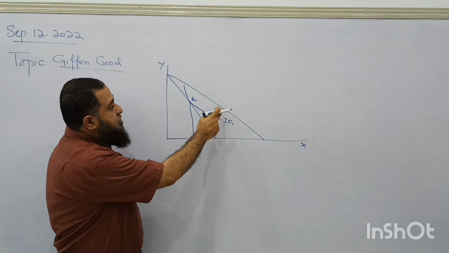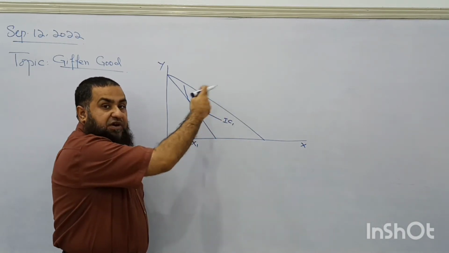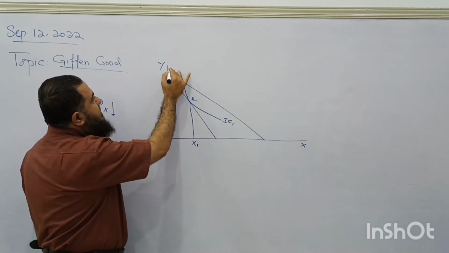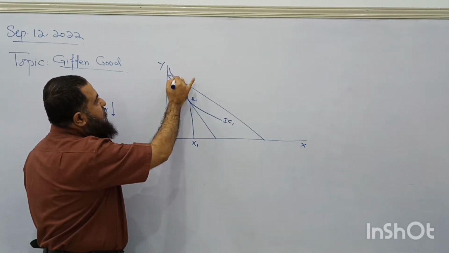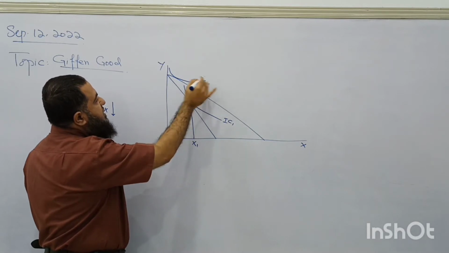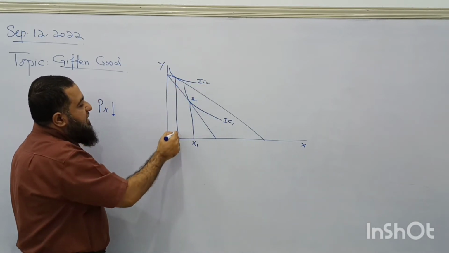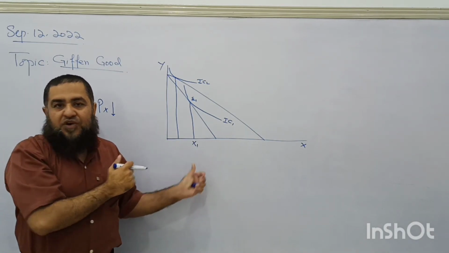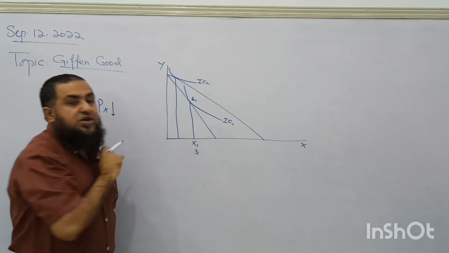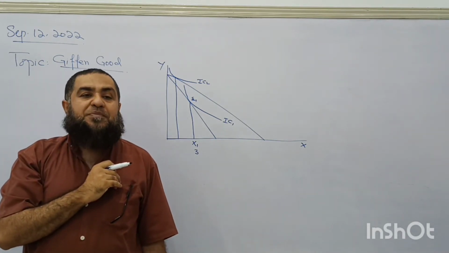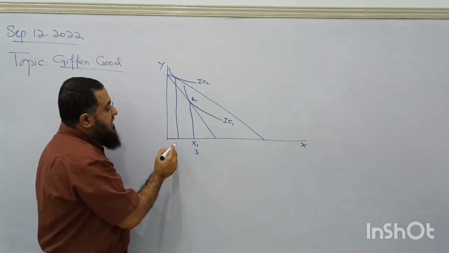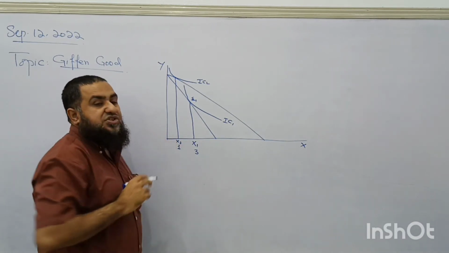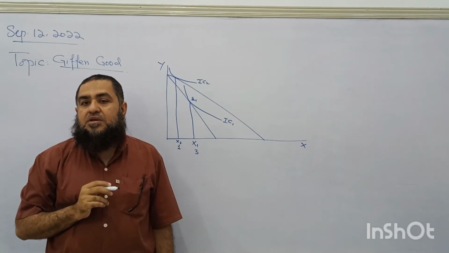Previously, the consumer was consuming at E1. Now the consumer is here, on indifference curve 2. Finally, the consumer is consuming less than the initial consumption. For example, he was consuming 3 units of X before the price change. Now he is consuming only a single unit of X. This is X3. Clear?